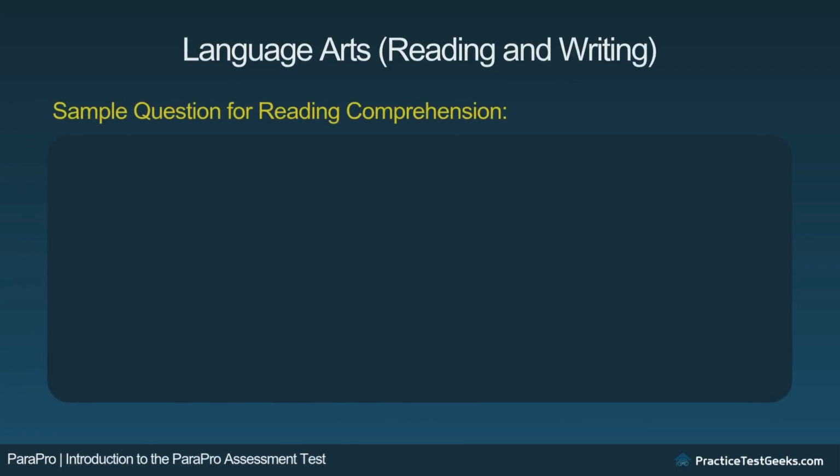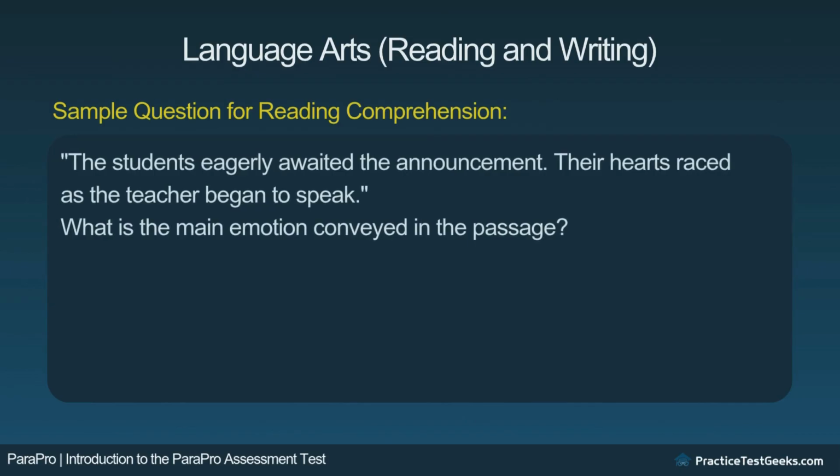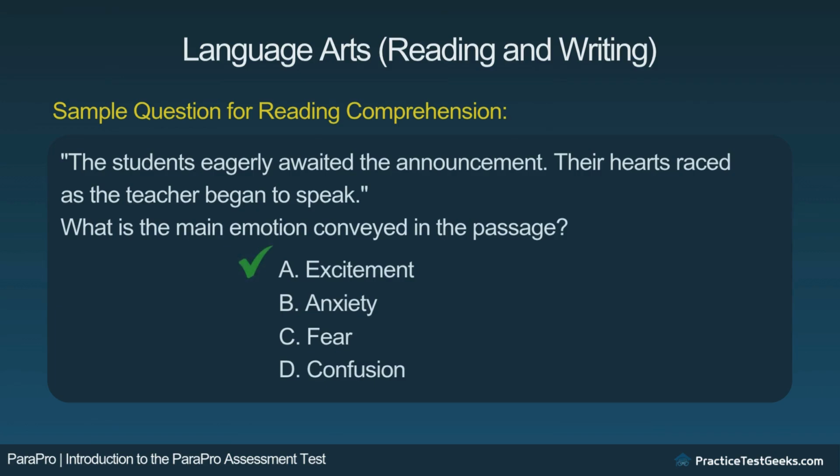Sample question for reading comprehension. Read the following passage and answer the question that follows. The students eagerly awaited the announcement. Their hearts raced as the teacher began to speak. What is the main emotion conveyed in the passage? A. Excitement. B. Anxiety. C. Fear. D. Confusion. The correct answer is A. Excitement.